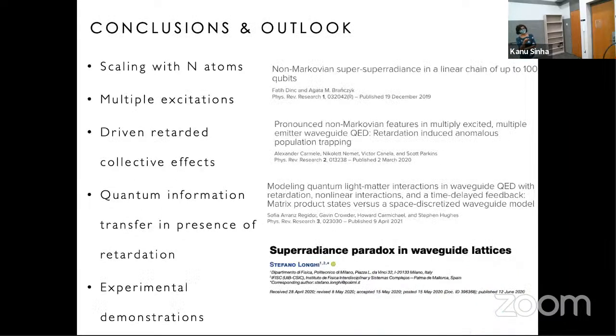All right, and going forward, we've been exploring several directions as follow-ups. So how does this affect scale with n atoms, multiple excitations? What happens when we drive the system? How is quantum information transferred in the presence of retardation? And most exciting to me is the experimental demonstrations of these effects. There are also some very interesting papers that have come out in the last couple of years that have already addressed some of these questions.